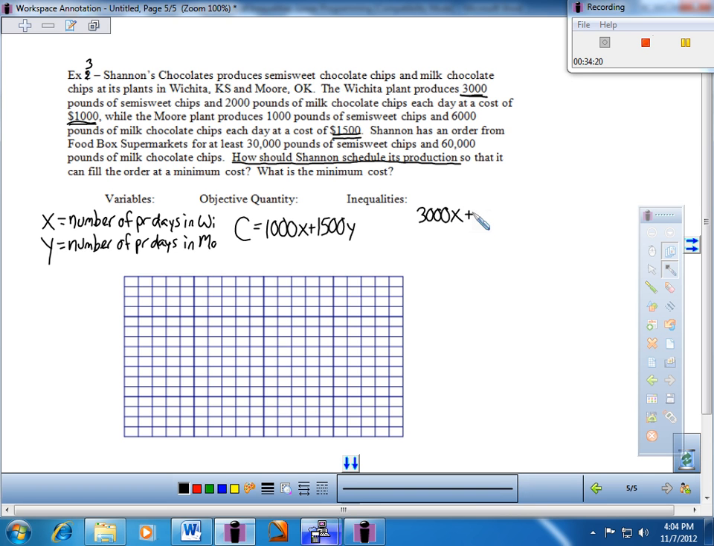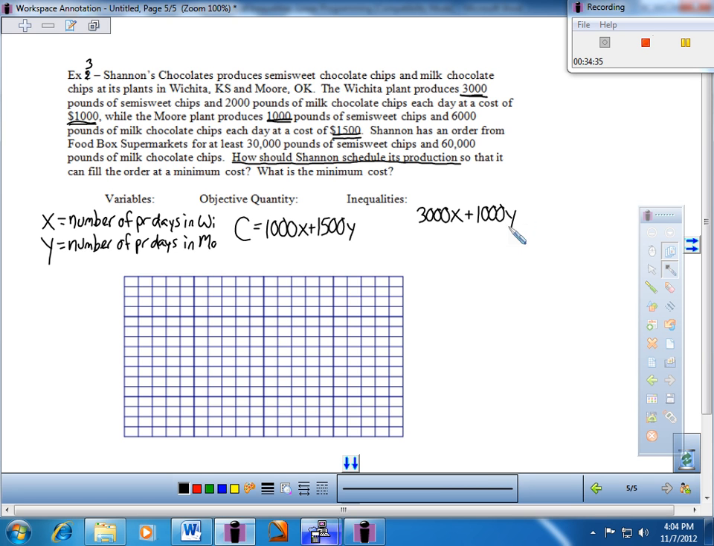Okay, now she's also going to get the semi-sweets from the Moore plant, and the Moore plant produces 1,000 pounds of semi-sweet chips each day. So in this case, 1,000 pounds times the number of days that it's in production.